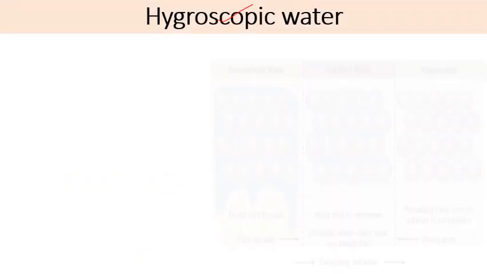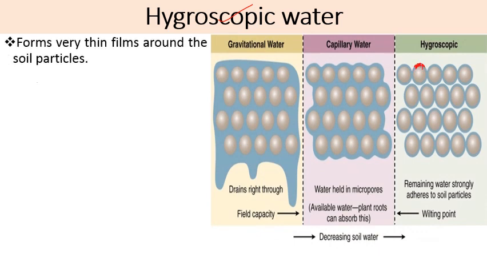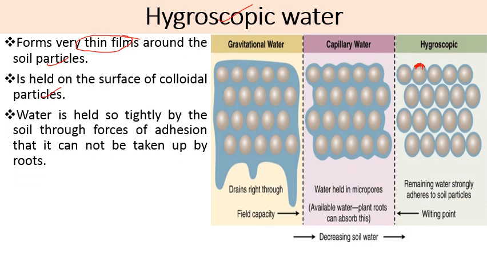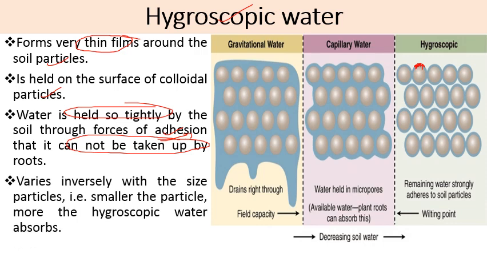Next comes hygroscopic water. So this is the water which is present on the surface of soil particles. It forms very thin films around the soil particle, and it is held on the surface of colloidal particles. Water is held so tightly by the soil particles through forces of adhesion that it cannot be taken up by the roots. So ये भी जो water है ये भी पौधों के लिए available नहीं होता है, and it varies inversely with the size of particles. That is, smaller the size, more the hygroscopic water absorbs.